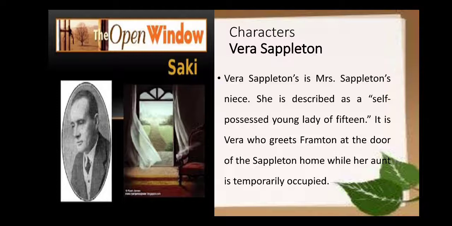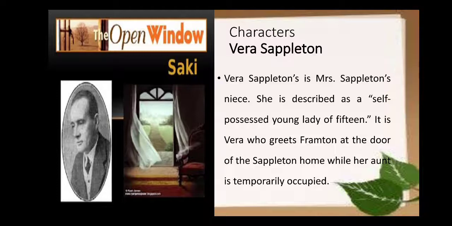Vera Sappleton is Mrs. Sappleton's niece. She is described as a self-possessed young lady of 15. It is Vera who greets Framton at the door of the Sappleton home while her aunt is temporarily occupied. So we see in the beginning of the story, when Framton arrives at Sappleton's house, Mrs. Sappleton is busy somewhere, and this girl, Vera, a girl of 15, attends Framton in the meantime.